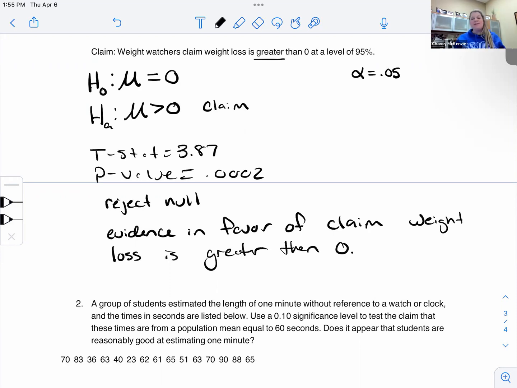Okay, so we always say we have evidence in favor, evidence against. We never say we proved this or this is the way it is, right? We try to say we have evidence in favor or against, because there's so many little pieces for error in there, all the way starting with that sample and how it was collected.